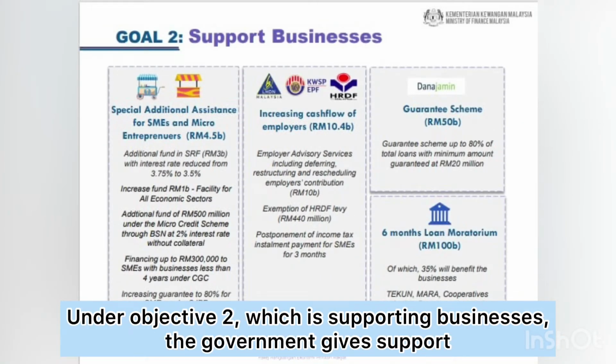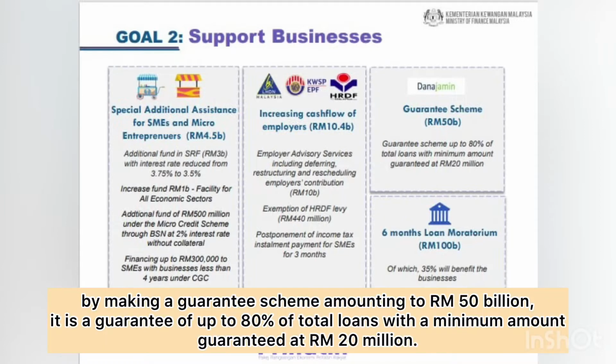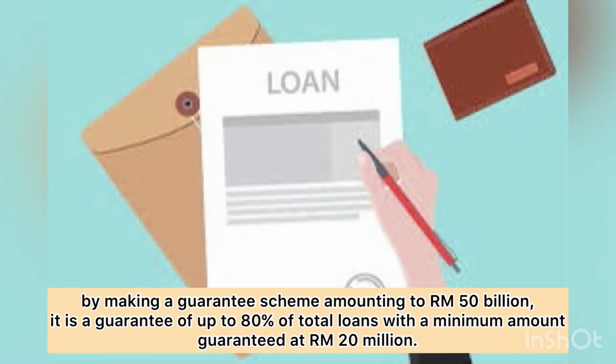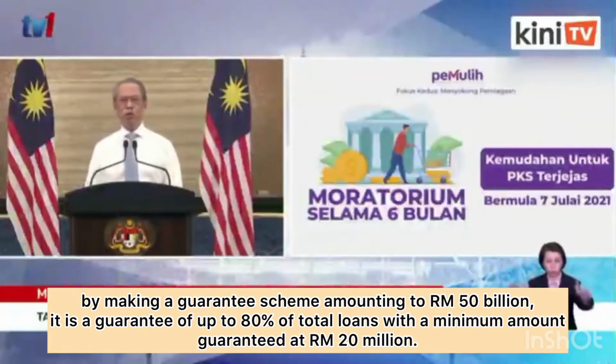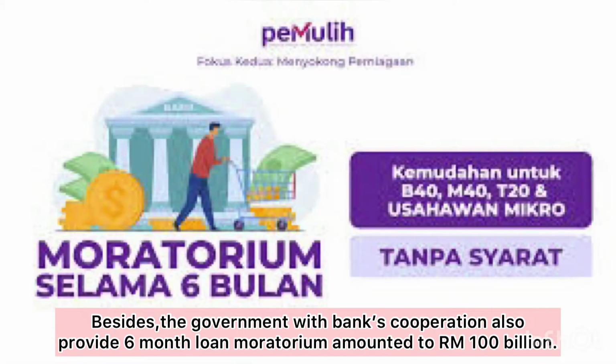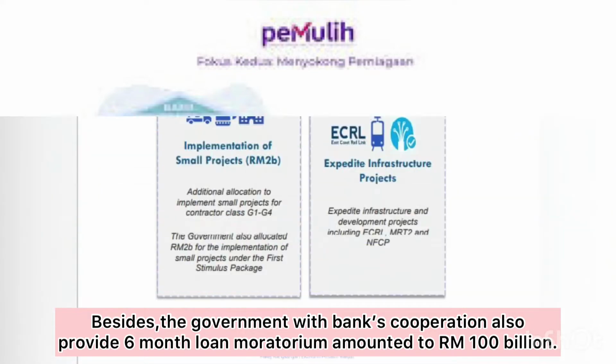Under Objective 2, which is supporting businesses, the government gives support by making a guarantee scheme amounting to 50 billion ringgit. It is a guarantee of up to 80% of total loans with a minimum amount guaranteed at 20 million ringgit. Besides, the government with banks cooperation also provides 6 months loan moratorium amounted to 100 billion.